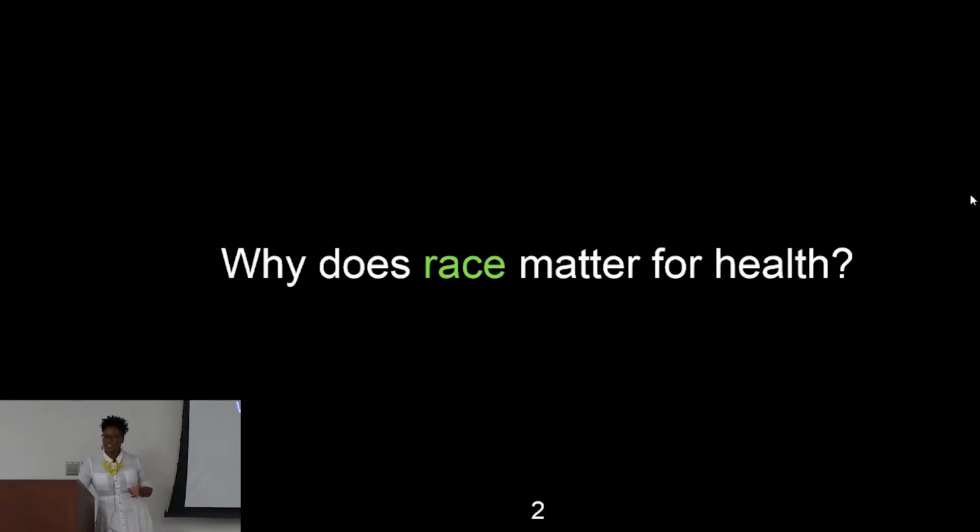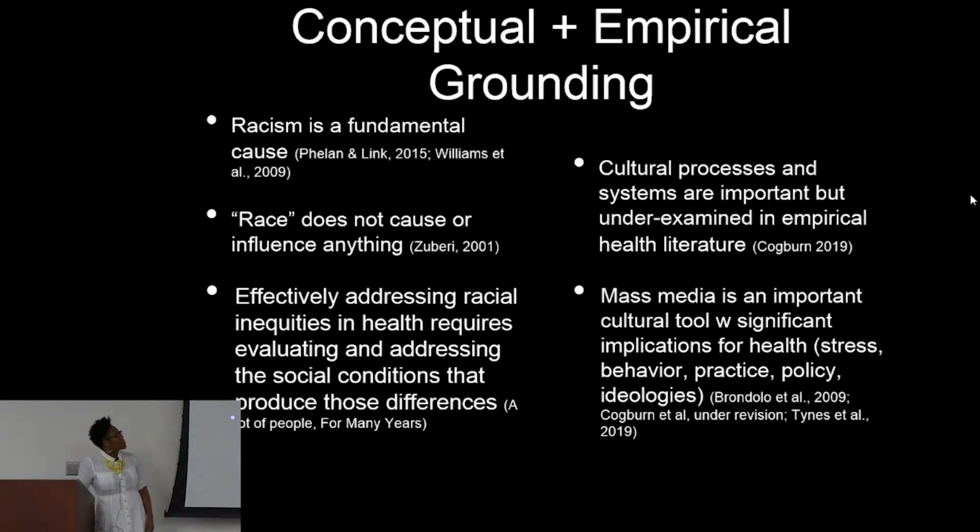I think a key question in my work is trying to unpack why race matters for health, moving beyond using race as a variable and starting to think about what it is about race that is contributing to some of the patterns that we observe in population health. I wanted to give you an overview of the conceptual and empirical work that grounds what I do. One is the belief that racism is a fundamental cause of these inequalities, and also that race in and of itself doesn't cause or influence anything. It is a category, a box that people check, but part of my work is interested in what comes along with checking that box that helps us understand these patterns.